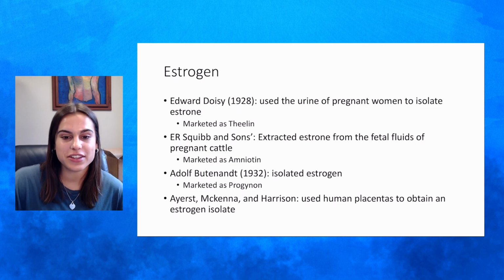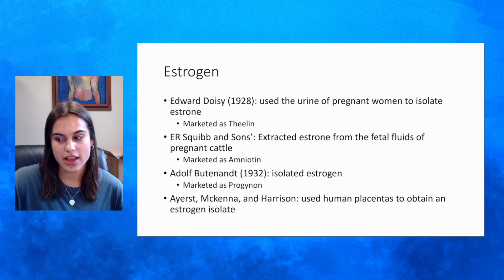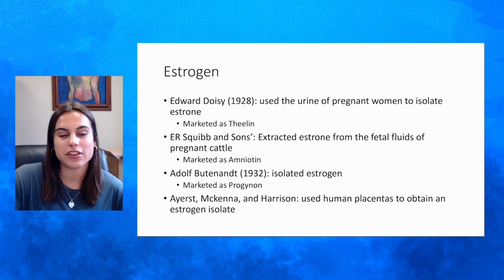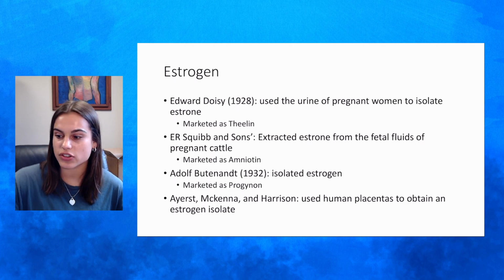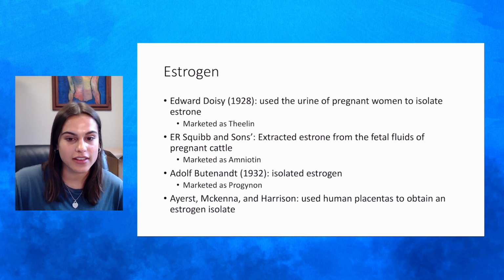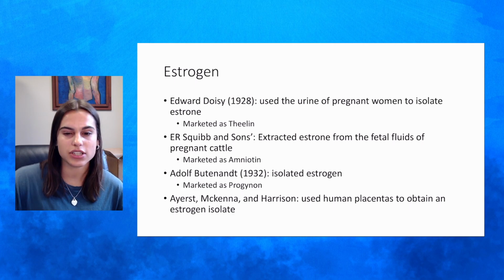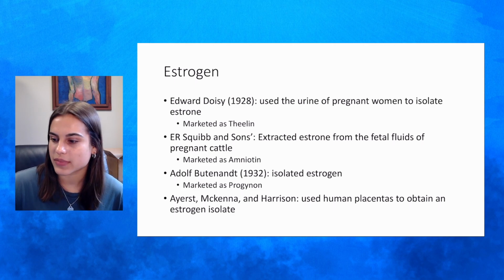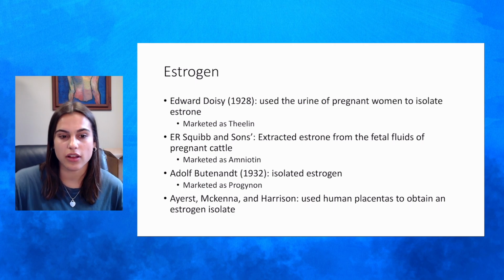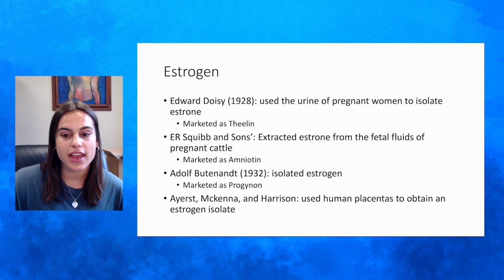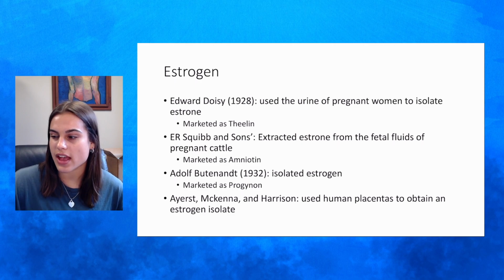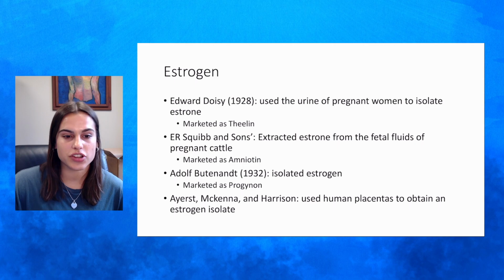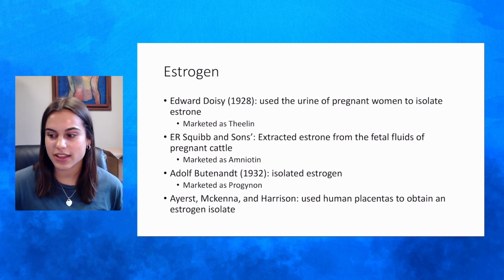And then in 1932, another guy came along, Adolf Butenandt. Remember him for later, he comes back. But he was the first one to actually isolate the structure of estrogen, and he marketed that as Progynon, I don't know if I'm saying that right, later that year. And then came along the Canadian firm Ayerst, McKenna, and Harrison, and they introduced Emmenin, which was an estrogen isolate which came from human placentas.